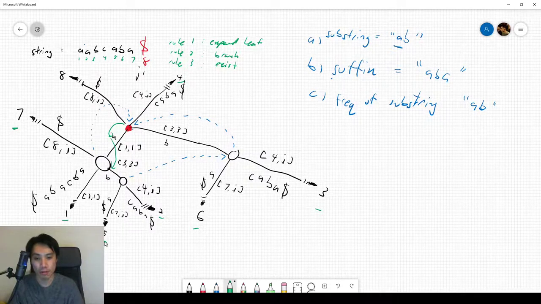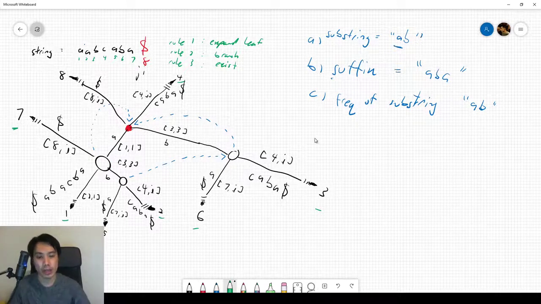I have one leaf, which is 5, and another leaf, which is 2. Because if you see here, I have AB, I have AB. So I'm going to have a substring which begins with AB, and another substring which begins with AB. So I'm just counting the number of substrings which begin with AB.